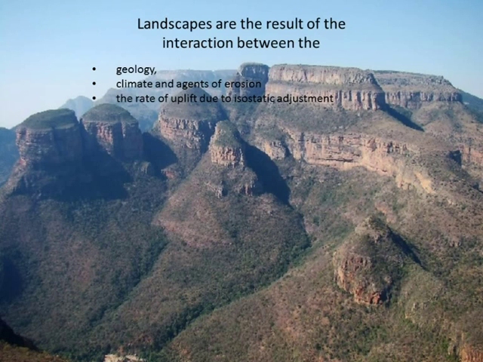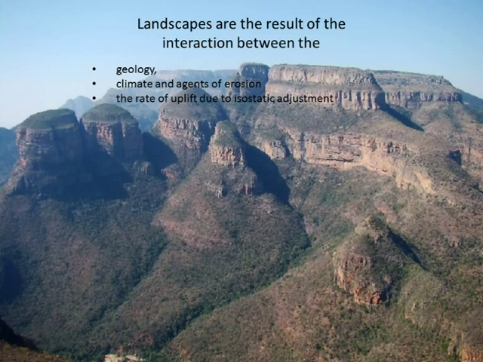Landscapes are the result of the interaction between the geology, that's the rock type, rock hardness, and the rock form, whether it's horizontal, tilted, folded, those kind of things. The climate, wet or dry, and agents of erosion. Agents of erosion are rivers, wind, moving ice, and gravity. The rate of uplift due to isostatic adjustment is a very important factor.